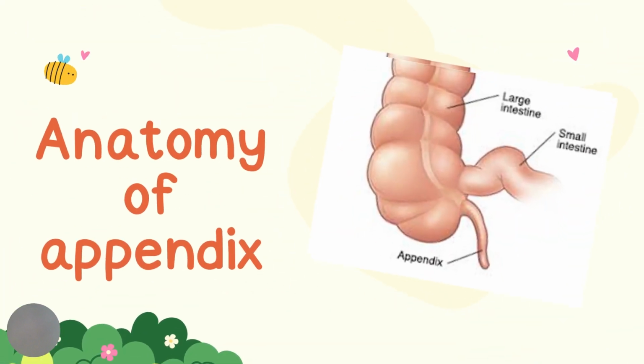Now regarding the anatomy of appendix. Appendix arises as a blind outpouching from the lower end of cecum at the site where three tinea coli merge, near the ileocecal junction.